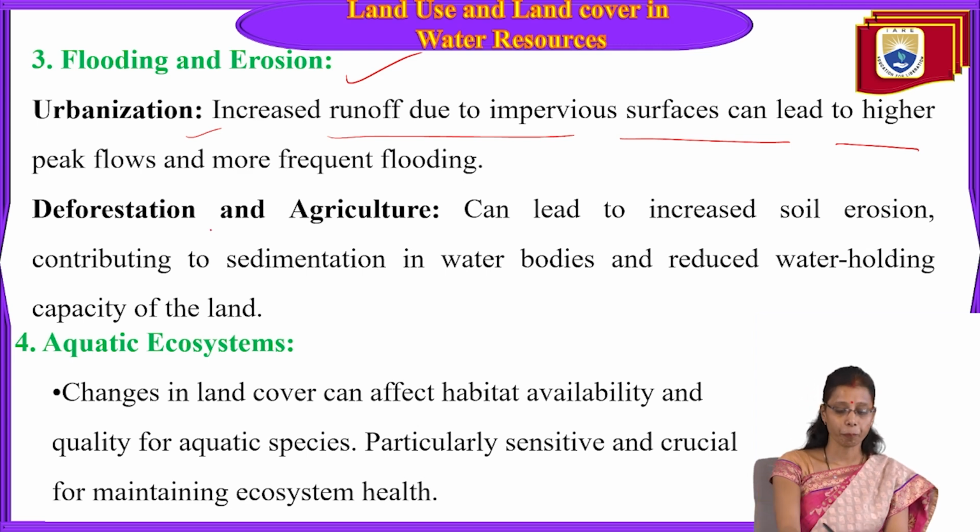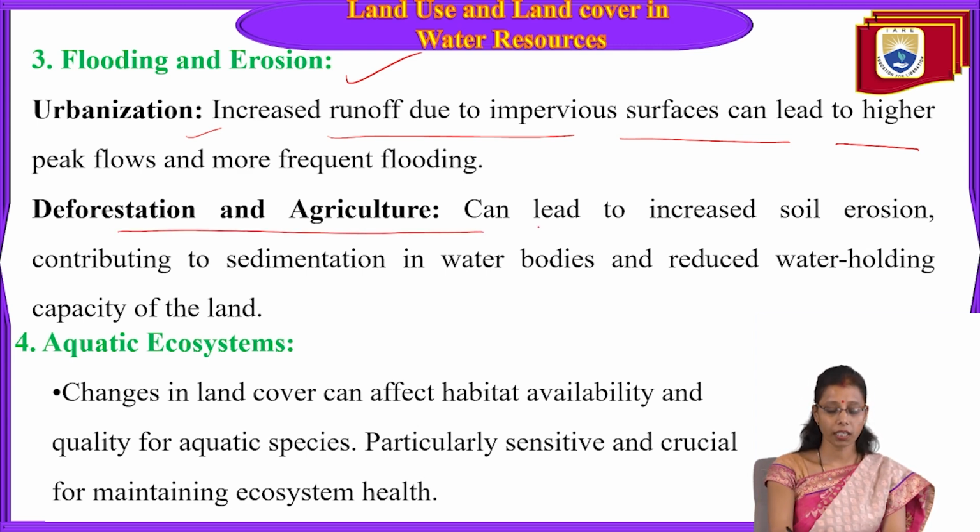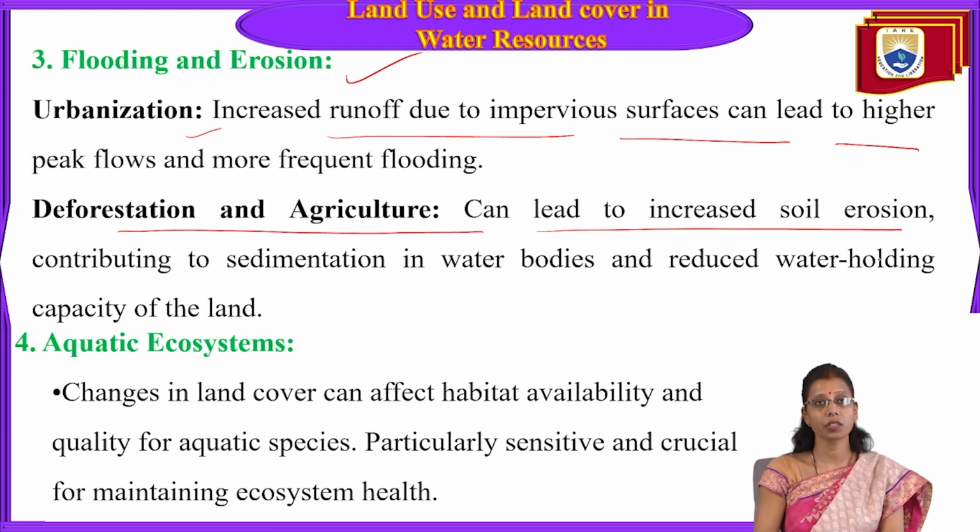Now, if you see, deforestation and agriculture can lead to increased soil erosion. So here also, the cause of the erosion and the flooding is deforestation and agriculture. It can lead to soil erosion. Why? Because when deforestation occurs, soil erosion will occur, and from the higher level to the lower-lying areas will be covered with the water flow, contributing to sedimentation in the water bodies and reduced water holding capacity of the land. Now, aquatic ecosystems.